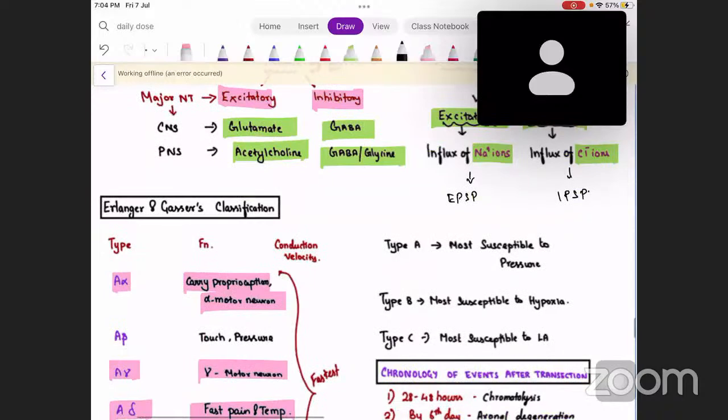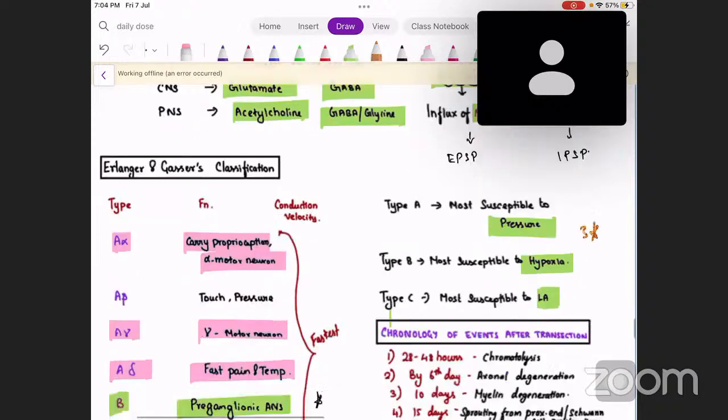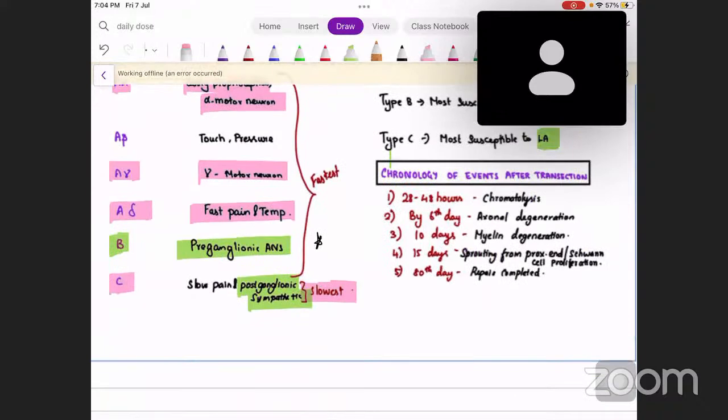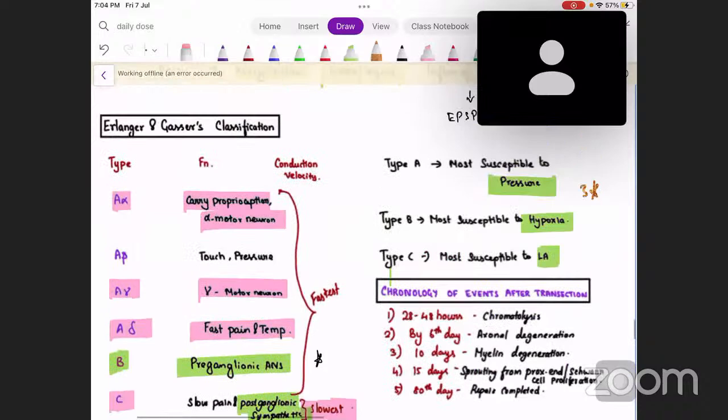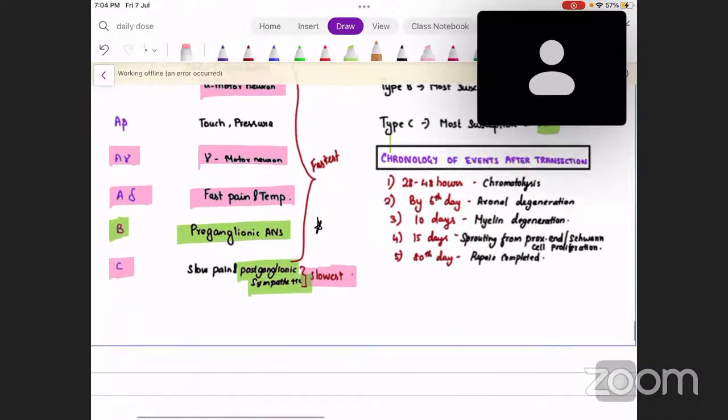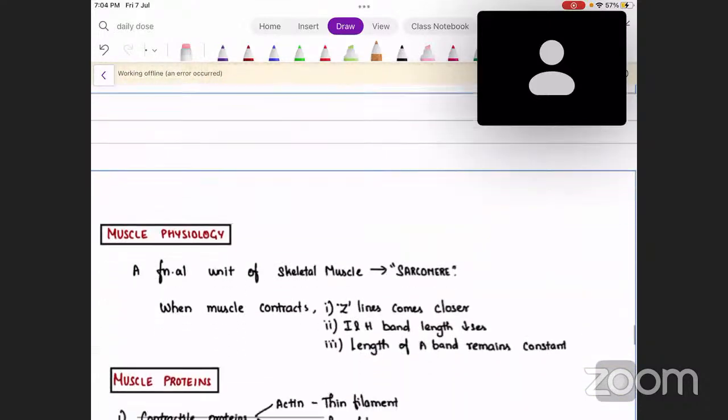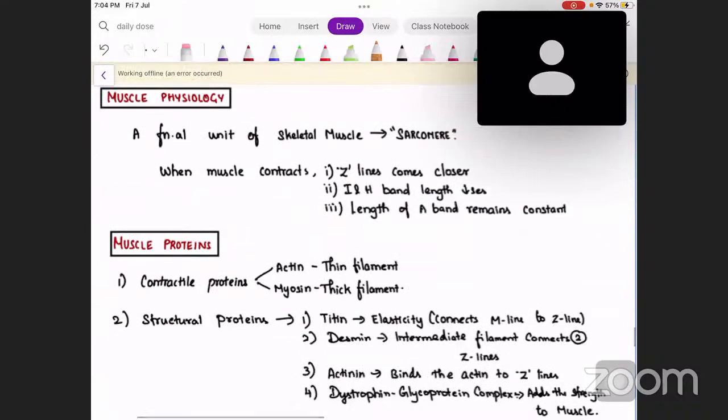Then type A is most susceptible to pressure, type B is more susceptible to hypoxia, and type C is most susceptible to local anesthetics. Quite a 3-star rated topic, I would say. You don't need to remember much, but a little bit of remembrance is required: LA is type C, hypoxia is type B, pressure is type A. Apart from that, you have muscle physiology. The functional unit of skeletal muscle is the sarcomere.